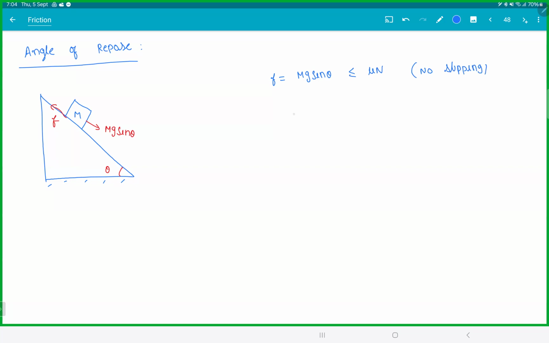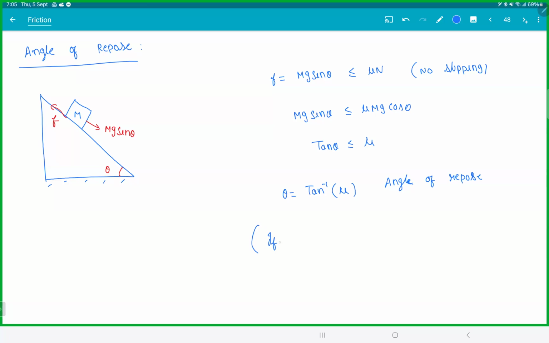And in this case, N is mg cos theta. So mg sine theta is less than or equal to mu mg cos theta. So from here we get tan theta is less than or equal to mu. So this angle, theta equal to tan inverse mu, is called the angle of repose. Meaning, if you exceed this angle, the body starts to slip. Up to this angle, there will be no slipping.